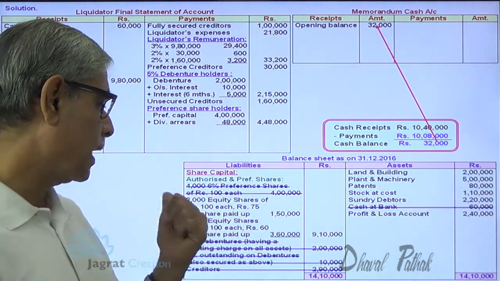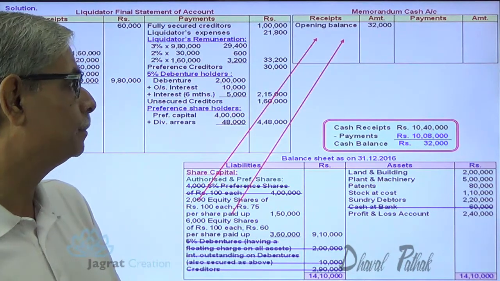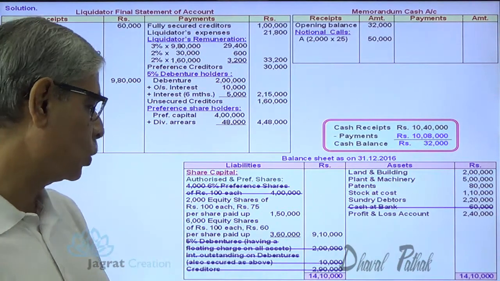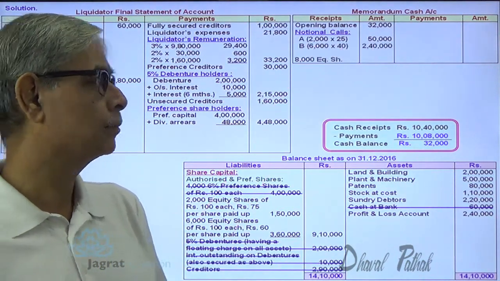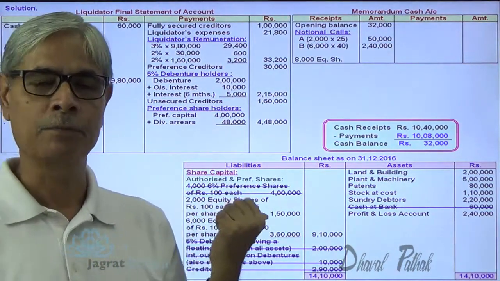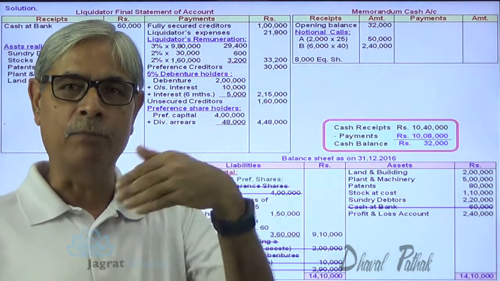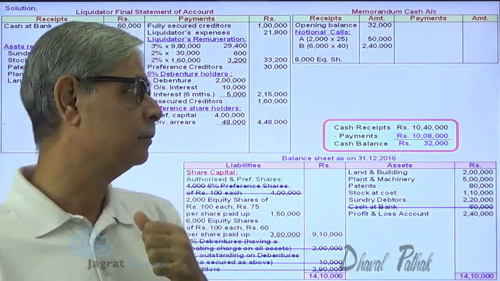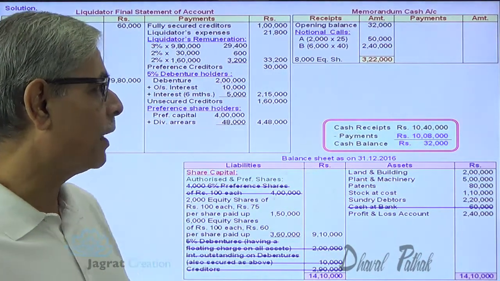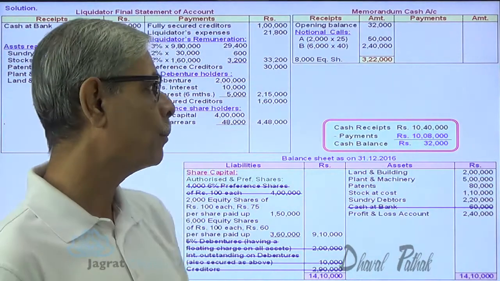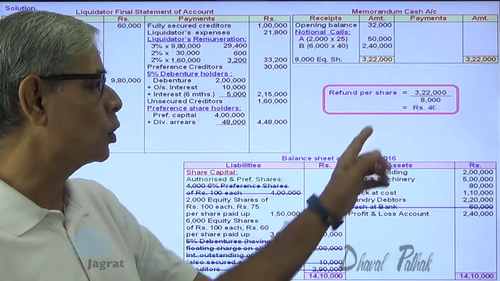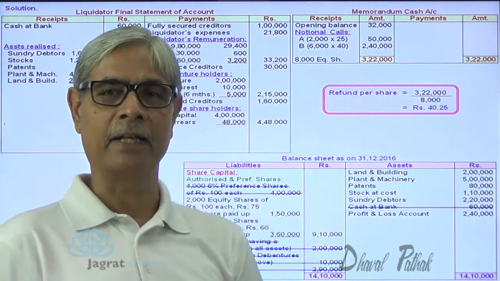Now I am required to demand the last call on 2,000 shares, 25 each. Notional last call. 6,000 shares into 40 each. So on 8,000 shares, both the shares are of 100 each. So face value is same. So after they are fully paid up, both the class of shares are identical. So on 8,000 shares, total cash available is 3,22,000. So if I work out the refund per share, it works out to be 3,22,000 divided by 8,000 shares. So refund per share 40 rupees and 25 paisa.